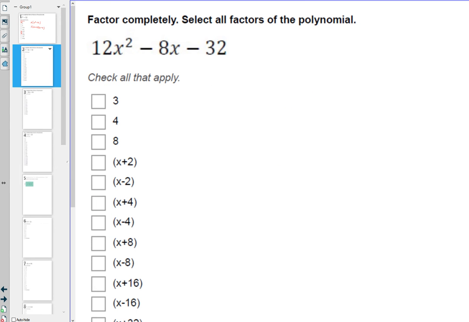Okay, whoa, this is more challenging. Factor completely. Three terms, bigger numbers there, but what do we see first? Okay, there's the greatest common factor of 4. I'll probably just tell you, look, actually, you know what?